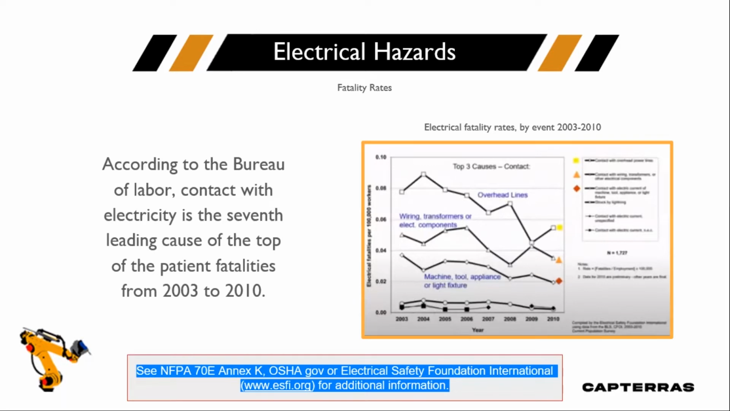Electrical hazard fatality rates. According to the Bureau of Labor, contact with electricity is the seventh leading cause of workplace fatalities from 2003 to 2010. As you can see in the graphic of electrical fatality rates by event from 2003 to 2010, the main causes are overhead lines, wiring, transformers, defective components, machines, tools, and appliances or light fixtures.